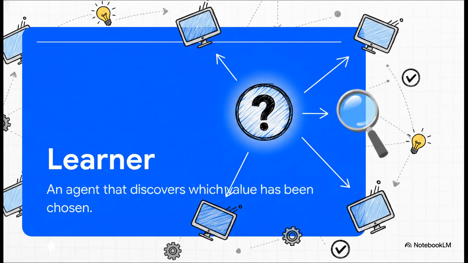And finally, there are the learners. Once a value gets a yes from a majority of acceptors, it's officially chosen. The learners are the agents whose only job is to find out what that final chosen value is. Now, in a real system, a single computer often plays all 3 of these roles at the same time, but thinking about them separately makes this whole thing way easier to grasp.